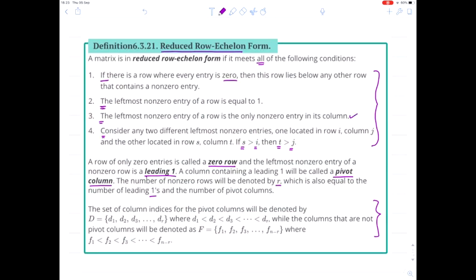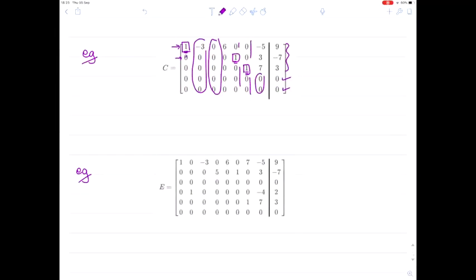And if we consider any two different leftmost non-zero entries, one located in row I, column J, and the other in row S, column T, if S is bigger than I, then T is bigger than J. And all that's saying is that we arrange the rows so that the most leftmost, slightly less leftmost, and so on, so that we get this kind of form here.